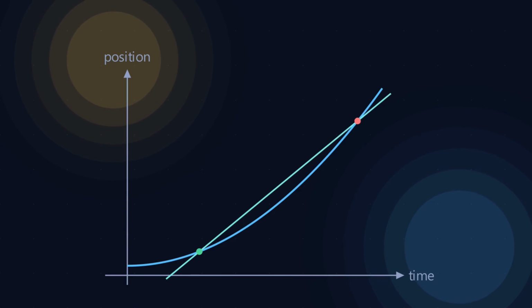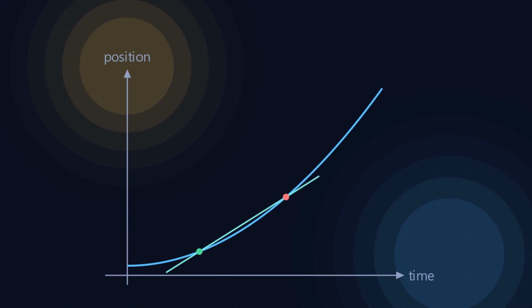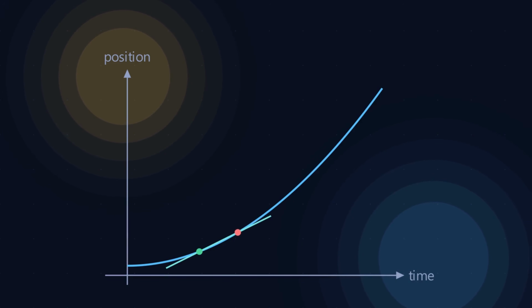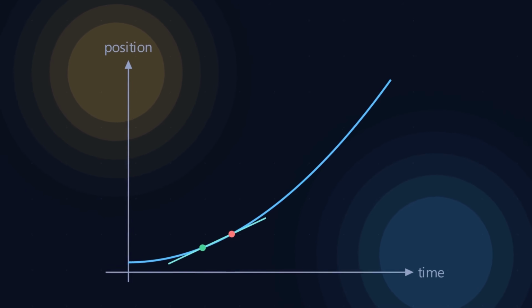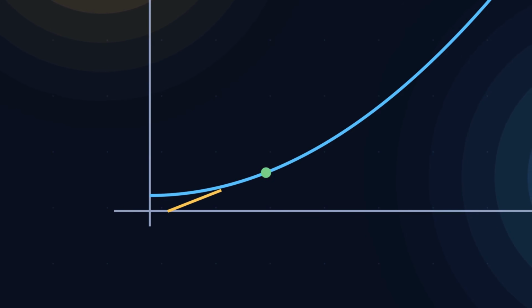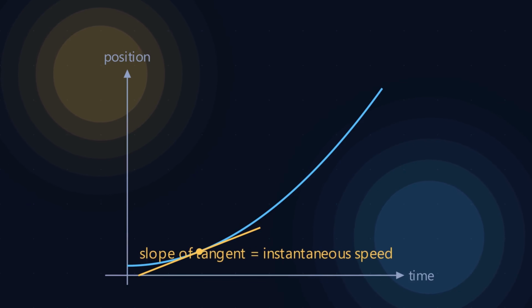Now watch what happens as we bring the second point closer to the first. The two moments get nearer in time. The secant line pivots, tracking a smaller and smaller stretch of the curve. In the limit, the second point merges with the first. The secant becomes a line that touches the curve at just one point. This is the tangent line, and the slope of the tangent line is your speed at that exact instant.